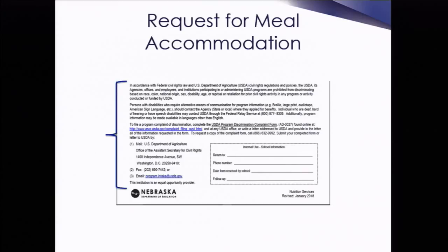These three examples really drive home the importance of providing meal accommodations to students with specific diet needs. As food service professionals, you want to ensure that all students have the same opportunities to eat nutritious and well-balanced meals as other students do.